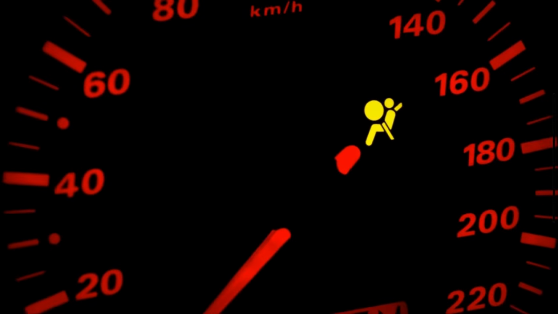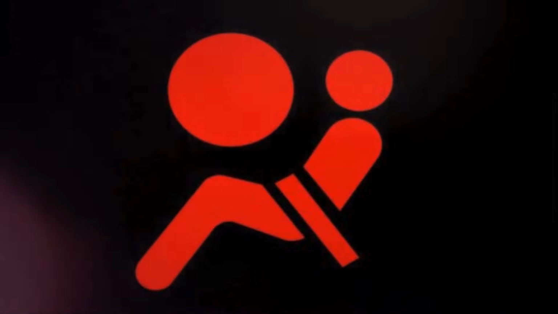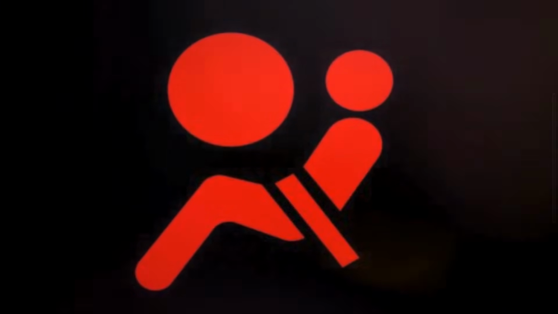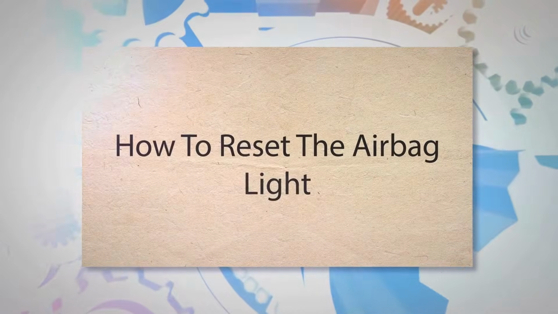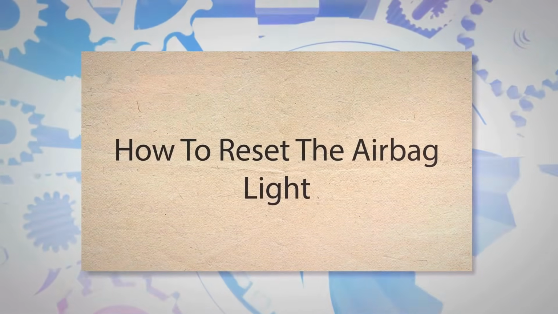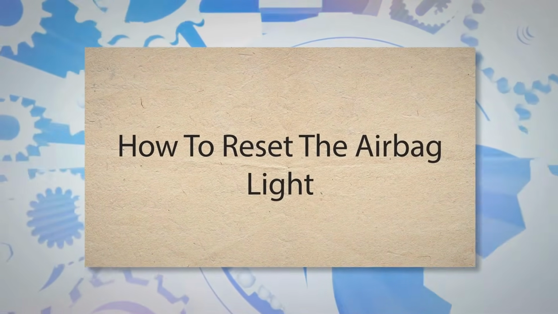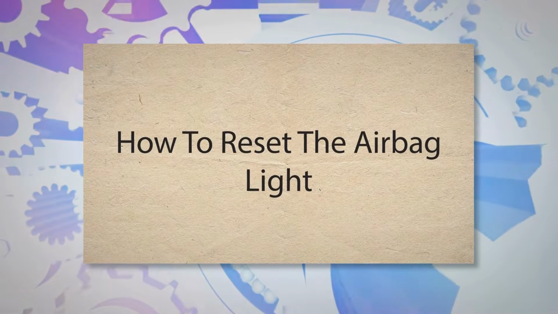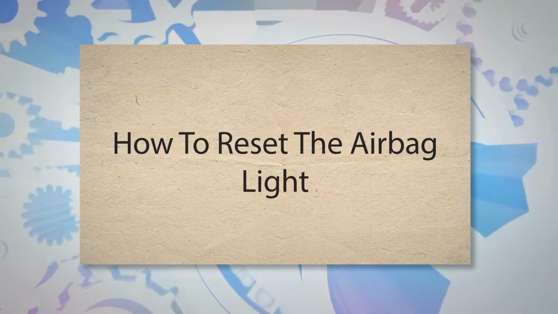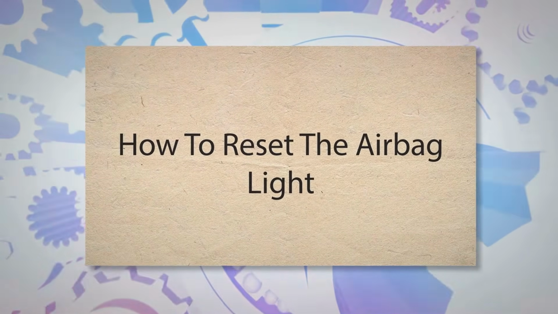The airbag light, which may look like a person sitting down with a circle above them to represent a bag, indicates a problem with your vehicle's airbag system. Resetting an airbag light can be done through various methods depending on the make and model of the vehicle and the specific issue causing the light to be on. Here are some common methods to reset the airbag light.